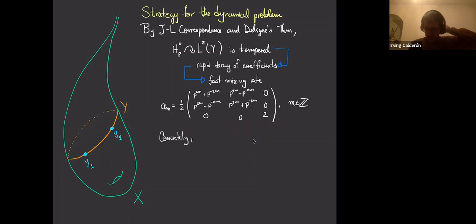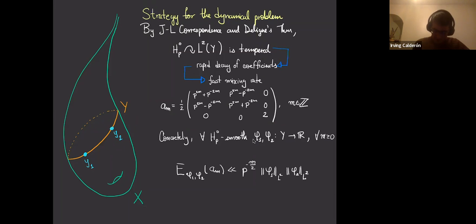And the fact that the representation is tempered means that the error term of phi1, phi2 at a_m will be bounded by p to the minus m over 2 times the L2 norms of phi1 and phi2, provided that phi1 and phi2 are H_p naught smooth. In this case, it's just being locally constant. These functions are invariant under some compact open subgroup of H_p naught.